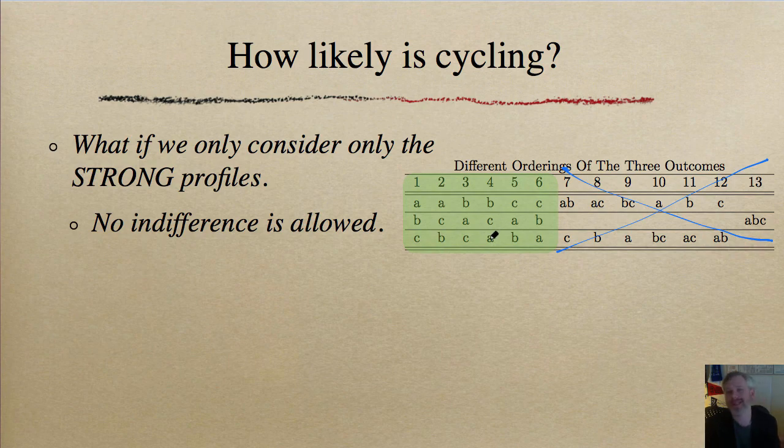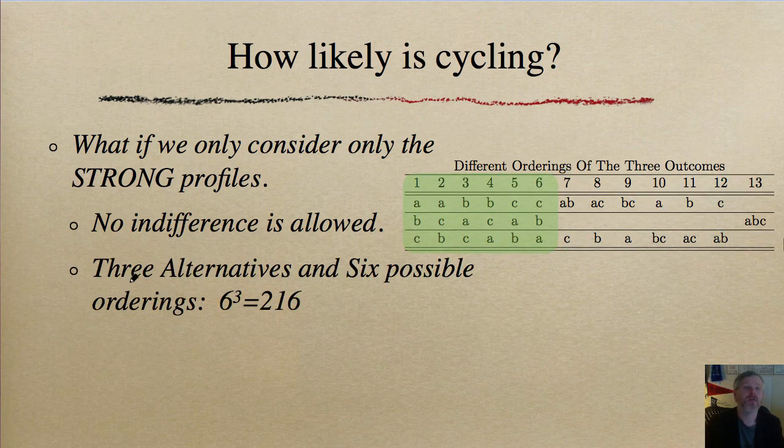Because what we really want to see is if we increase the number of alternatives, are we more likely to get a cycle? And if we increase the number of people, are we more likely to get a cycle? And to answer that question, we don't really need to have all of these weaker preference profiles. So we're only going to look at these, and that's going to simplify things a good bit for us, all right?